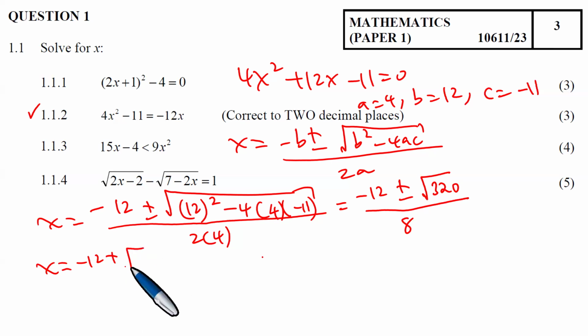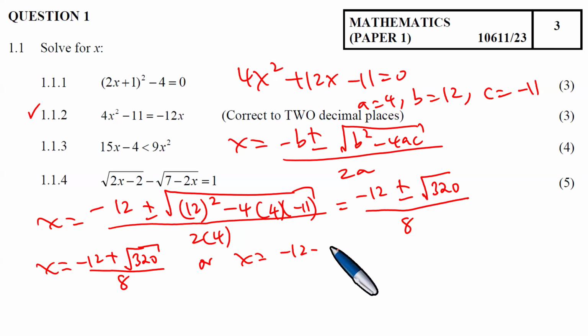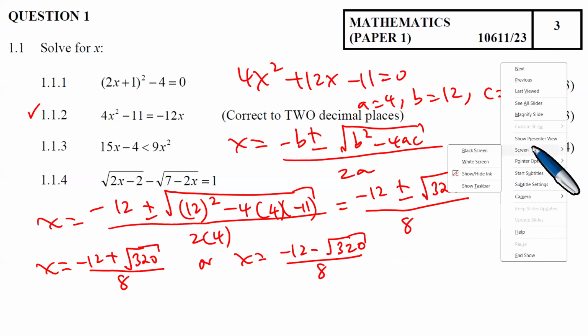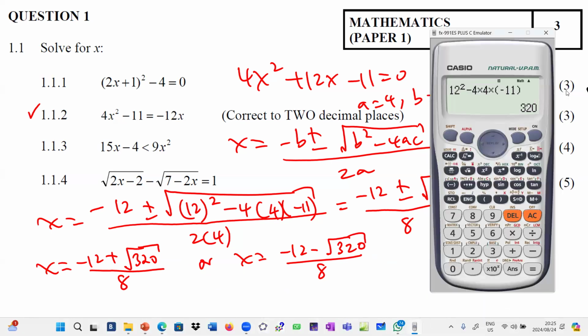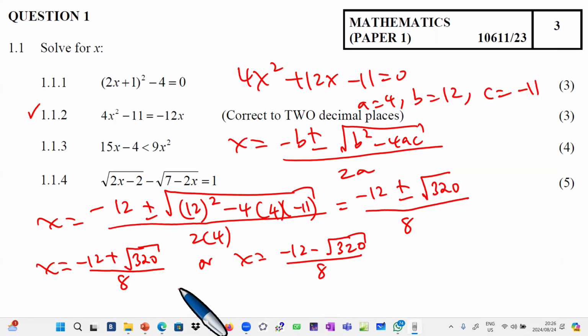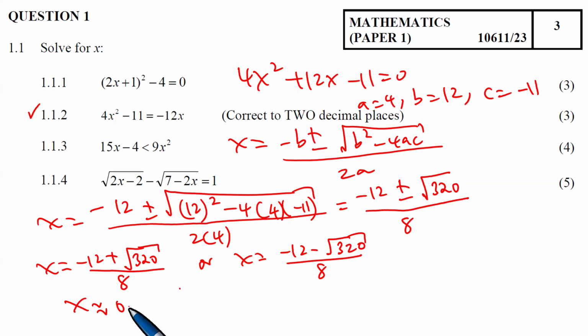So that you have minus 12 plus the square root of 320 divided by 8, or x equals minus 12 minus the square root of 320 divided by 8. Now you continue to use the calculator. By using the calculator, you are able to obtain the following. You punch in minus 12 plus the square root of 320 divided by 8, and therefore what we're getting here is 0.74. So x is approximately 0.74, since they set it to 2 decimal places.